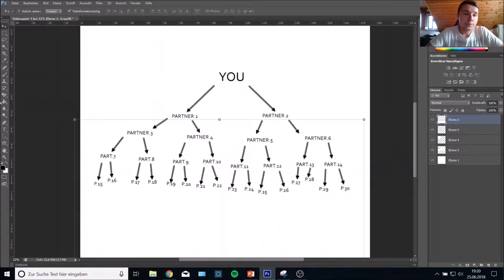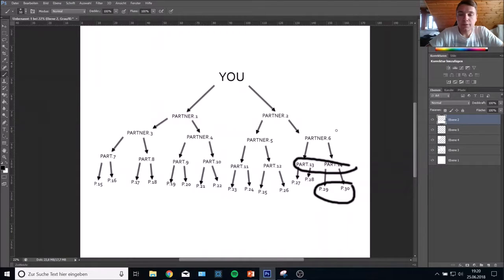So for example, let me draw a cycle. This one is a cycle, and this one is a cycle, and this one is a cycle. Partner 2 and you gain profit from each cycle which is under you. Let me give you another example. What about partner 21 and partner 22?